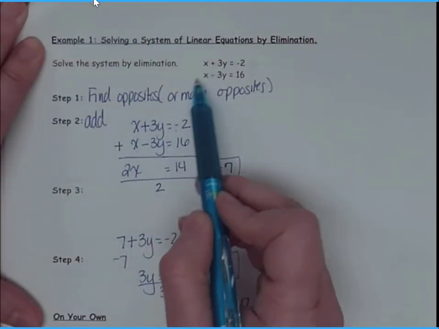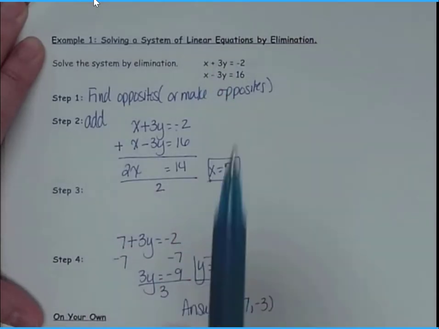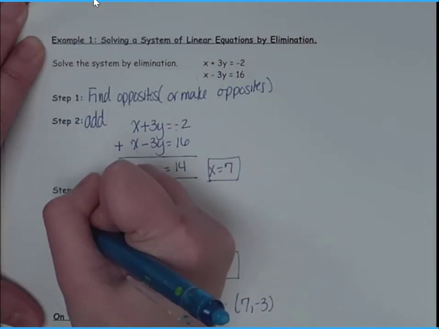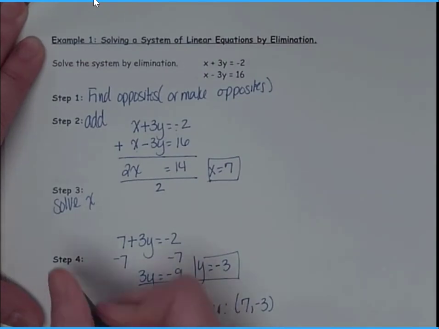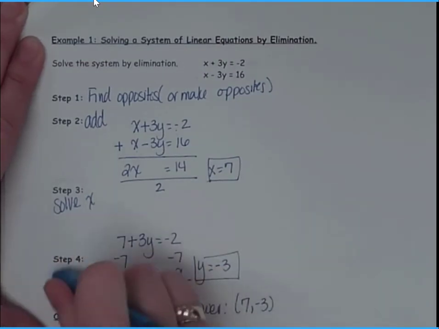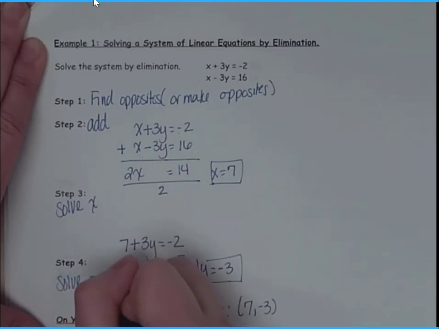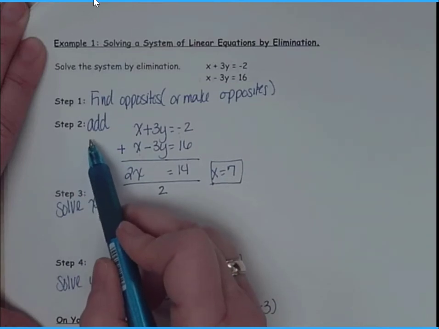The first thing we did, we found opposites, 3 and -3. We added our equations. The next thing we did was solve for x. And then the last thing we did was solve for y. Now, if you remember, I said for step 2, you could add or subtract.